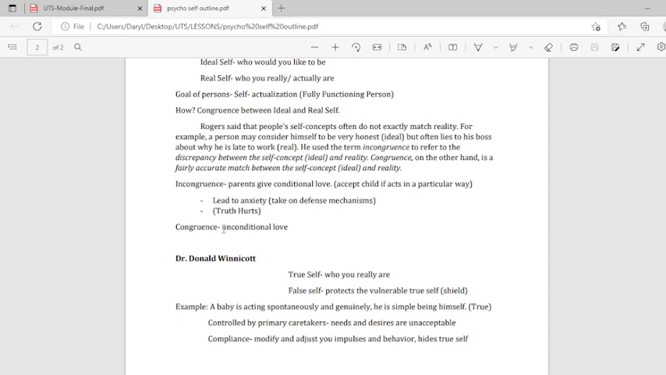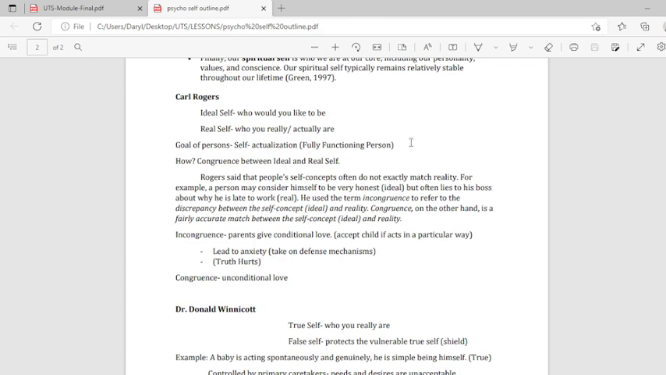Congruence, on the other hand, by providing unconditional love, will result to congruence of the ideal and the real self, and then therefore lead to self-actualization and become a fully functioning person. Okay? That is Carl Rogers.